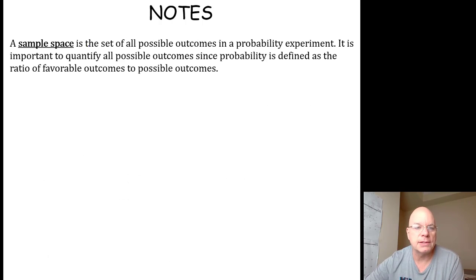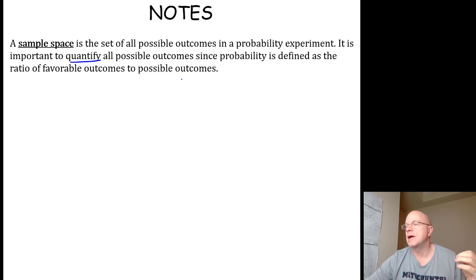Your notes define sample space as the set of all possible outcomes in a probability experiment. And the reason it's important to quantify, which means count, all the possible outcomes is because of the definition we looked at last week for probability. Probability is the ratio of favorable outcomes to possible outcomes. So you can't calculate what's probable until you first know what's possible.